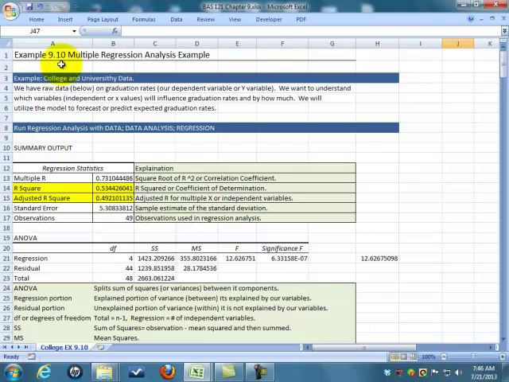And the reason we want to do that is we might get a much better model. If you think about it, we're probably going to get a better model that explains more of our variation if we do multiple regression. So the example we have here is we have raw data on several, I find it kind of interesting, several colleges and their graduation rates.